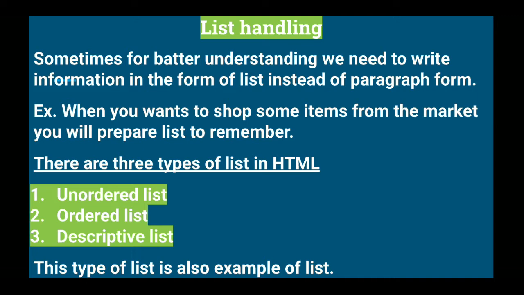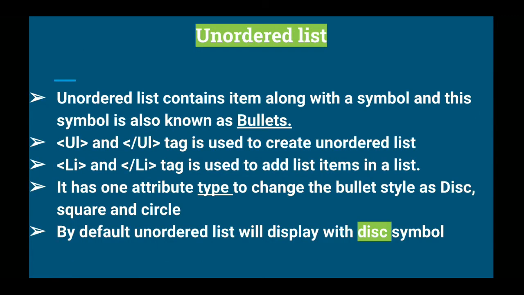Now let's move forward to our first type of list, that is the unordered list. Basically we can say the list that is written with symbols is known as an unordered list, and this symbol is known as a bullet in a list. The UL opening and closing tag is used to create an unordered list, where UL stands for unordered list, and to insert list items, LI stands for list item. The LI opening and closing tag is used to add list items in a list.